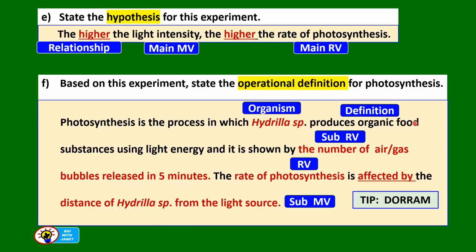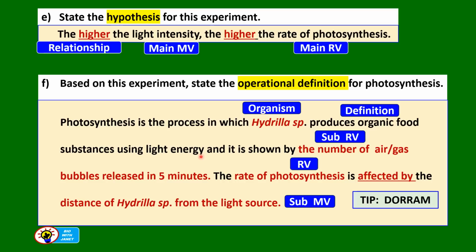They won't penalize you for that. So here, remember DORAM for operational definition. D is for the textbook definition. You incorporate it into the operational definition. So photosynthesis is the process in which a plant produces organic food substances using light energy.